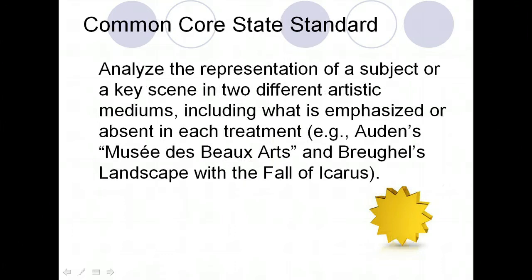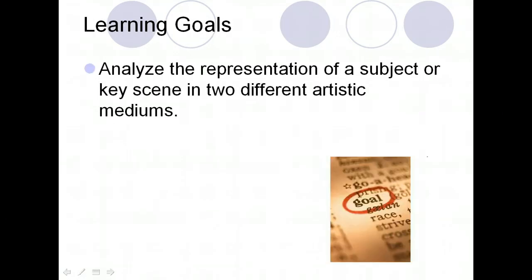We will be covering the core standards in literature: analyze the representation of a subject or key scene in two different artistic mediums, including what is emphasized or absent in each treatment. This session's goals are to analyze the representation of a subject or key scene in two different artistic mediums.